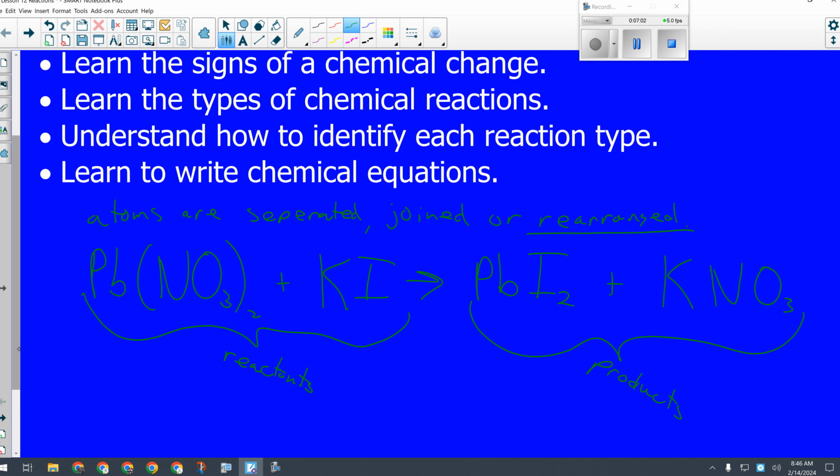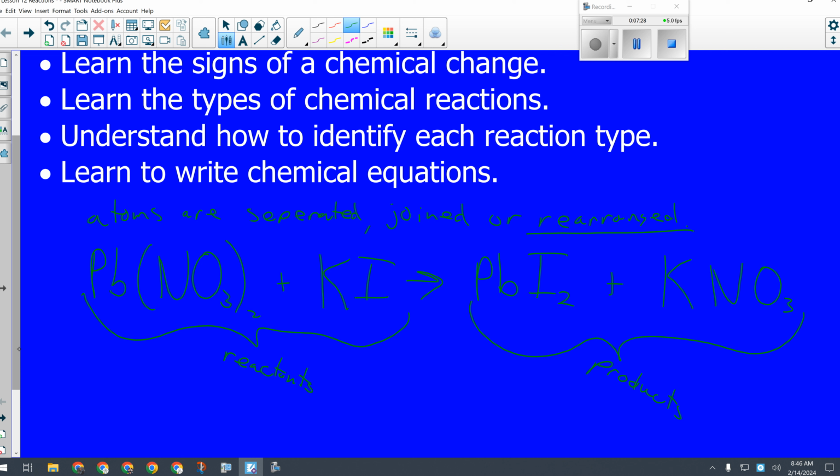Okay? I have to make sure that I have the same amount of everything on both sides. Otherwise, I am going to break the law of conservation of mass, which you cannot break. It's not like human laws. It's a physical law. You can't break it. So, what I have to do is make sure that on both sides I have the same amount of everything. If I have 2 iodines over here, I have to make sure I have 2 here.